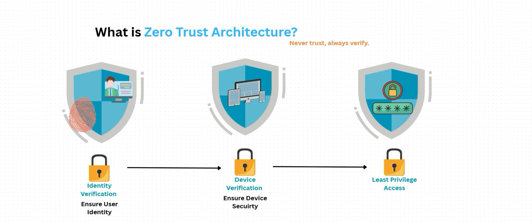Number one, identity verification, which means confirm the user's identity before granting access. Then number two, device verification, that is check the device being used. And number three, least privilege access, grant only the minimum access required, nothing more.